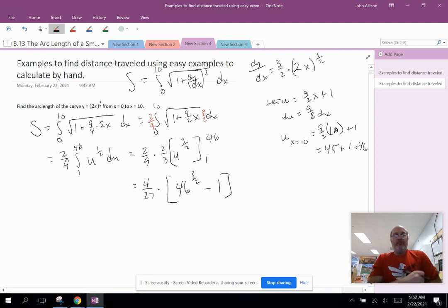Those are a couple of examples that we can do by hand to calculate the arc length. And next we'll do some on the calculator.